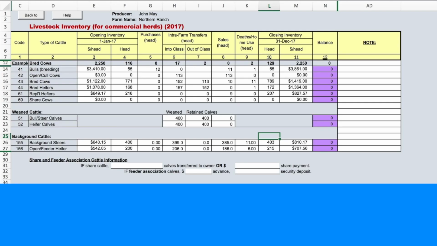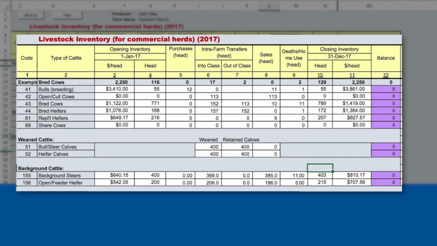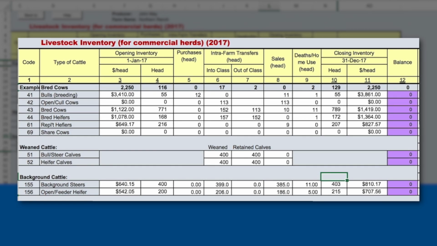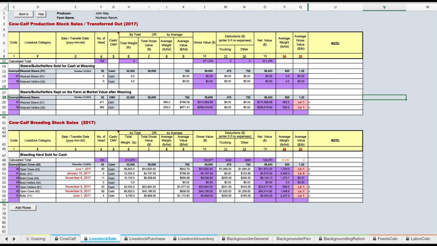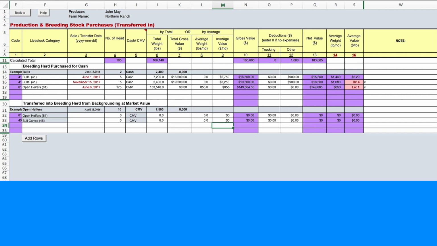Bred cows and bred heifers are those animals that at the start of the year you expected to calve in the surveyed year. Open and/or cull cows should be counted and valued separately from the main breeding herd. The Livestock Inventory worksheet also cross-checks that the information entered on the cow-calf, production stock sales, cow-calf breeding stock sales, and the production and breeding stock purchases worksheets is accurate.